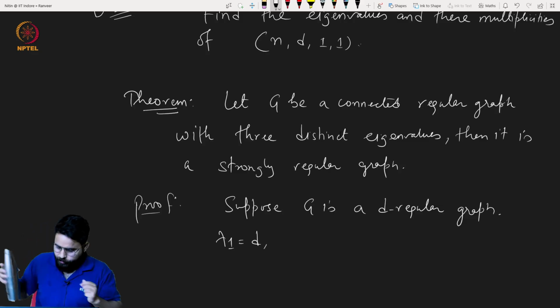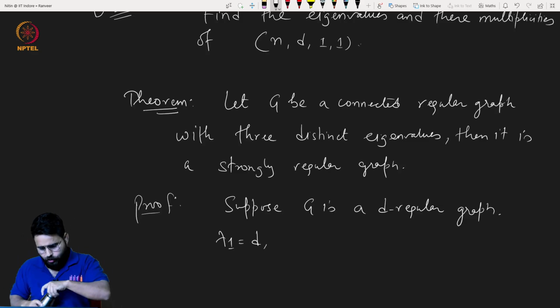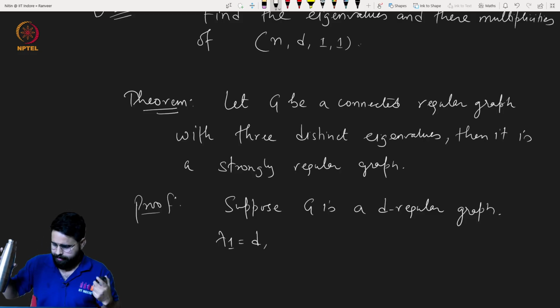What about the other eigenvalues? So let me call them lambda 2, lambda 3, and they are distinct, right?